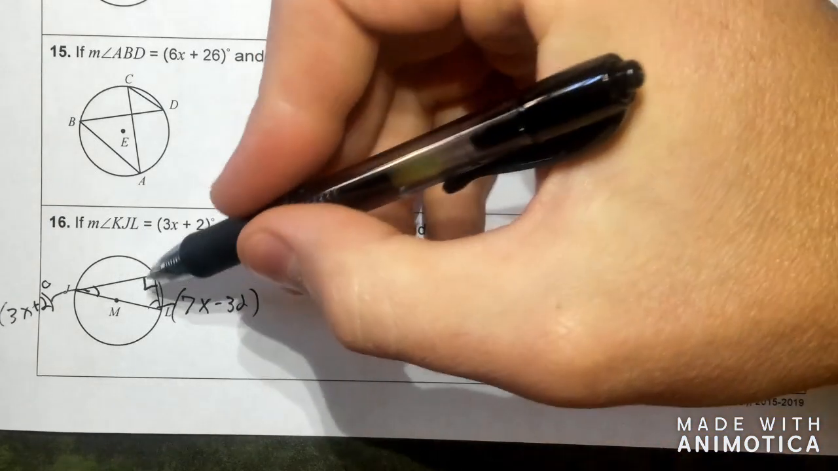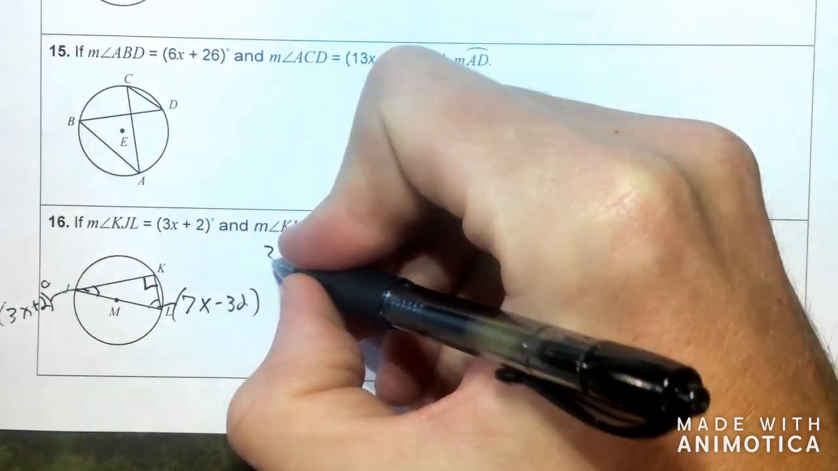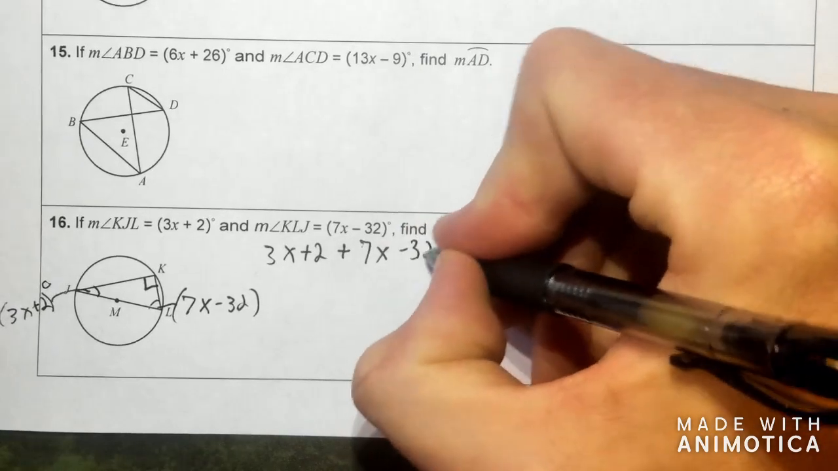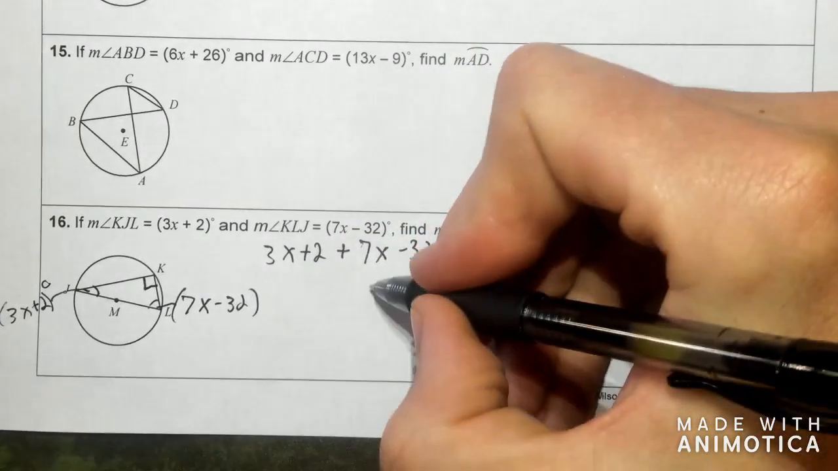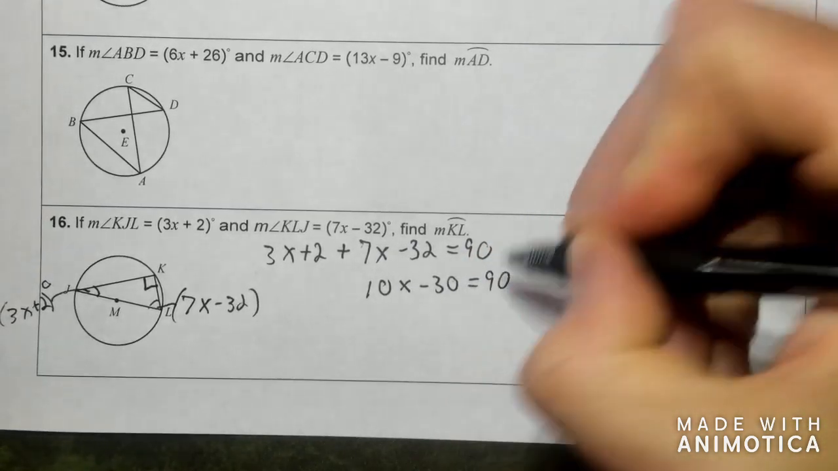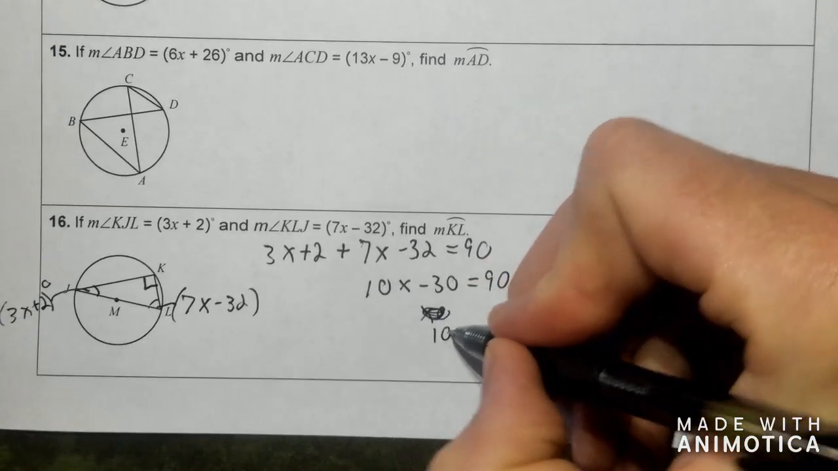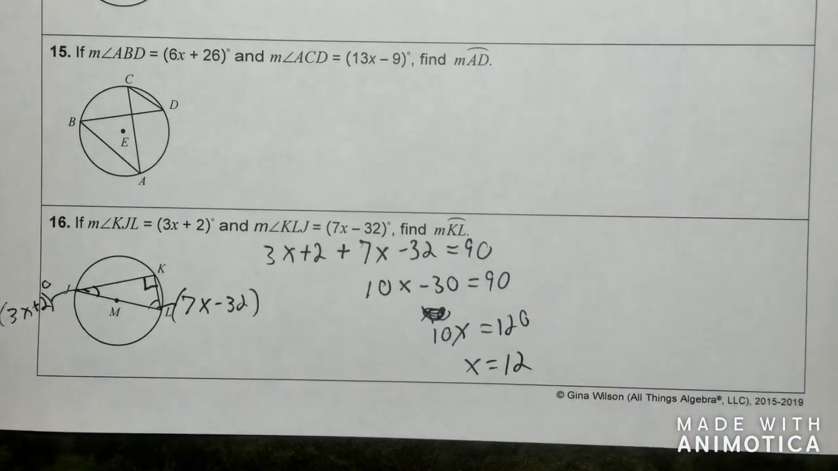So because it's a right angle, 3x plus 2 plus 7x minus 32 has to equal 90. If I combine like terms, I get 10x minus 30 is equal to 90. Add 30 to both sides, so 10x equals 120, so then x is 12. X is 12. Now I was asked to find arc KL.